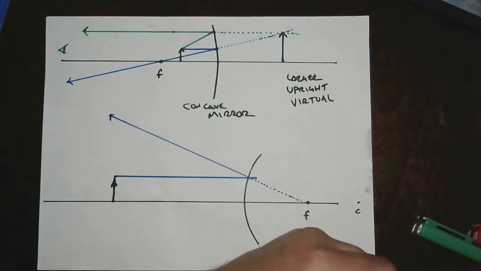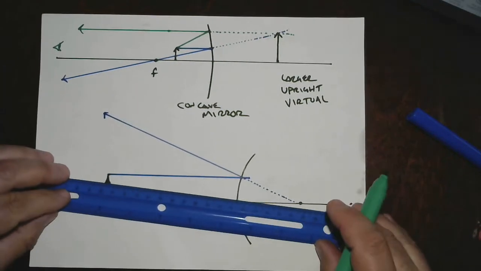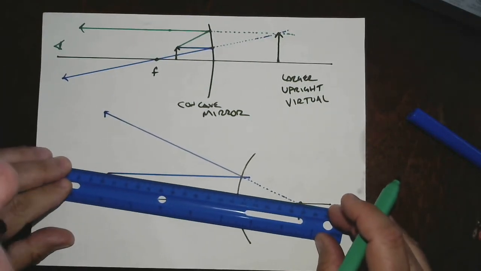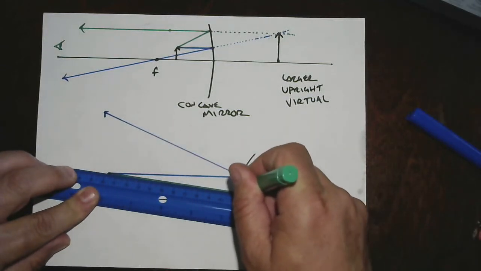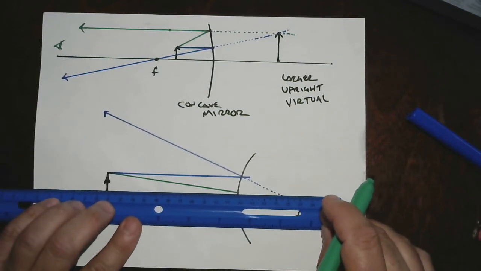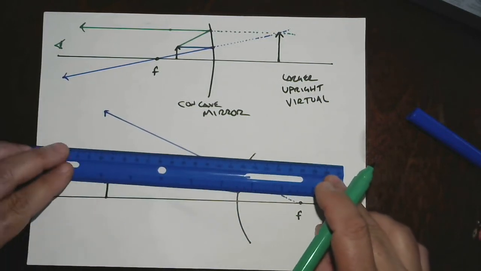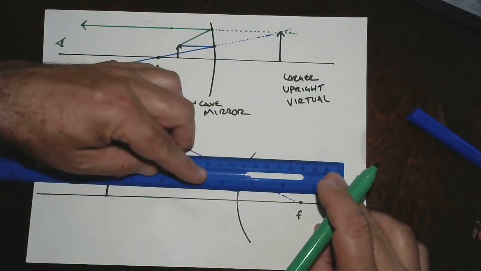Ray number 2, excuse me, I haven't had my coffee yet. Ray number 2 begins life on its way to the focal point. This ray is never going to make it to the focal point because there is a mirror in the way. And when it bounces off, it is going to bounce off parallel to the optical axis. Now, maybe I should look at the optical axis. There we go. We'll use the ruler the other way. I didn't know you could do that, huh?